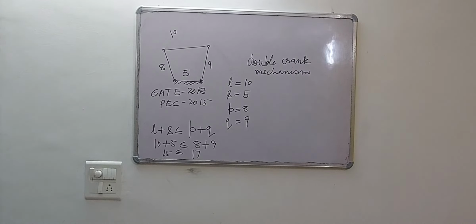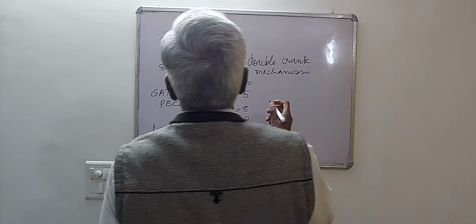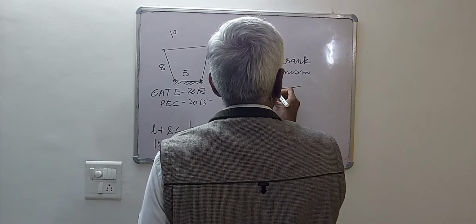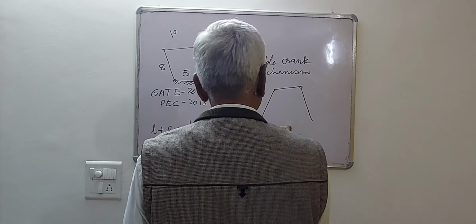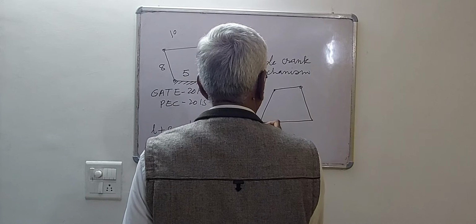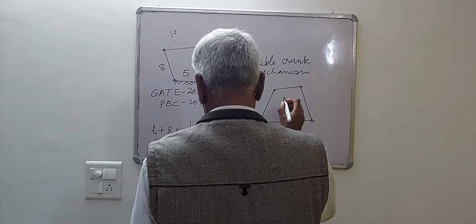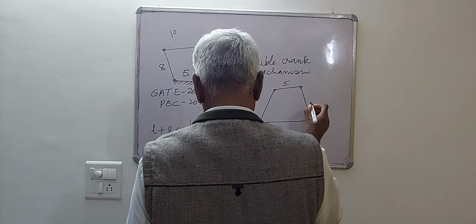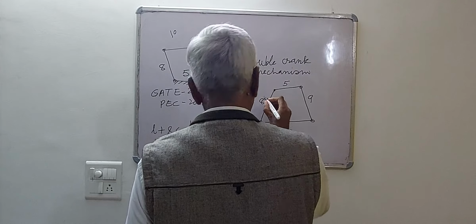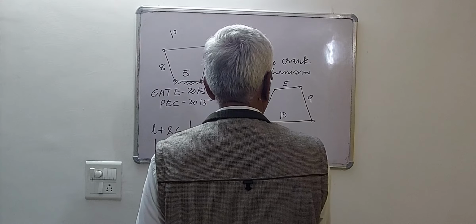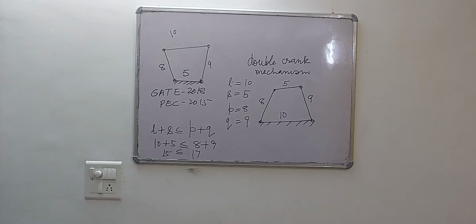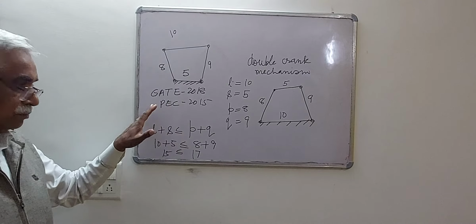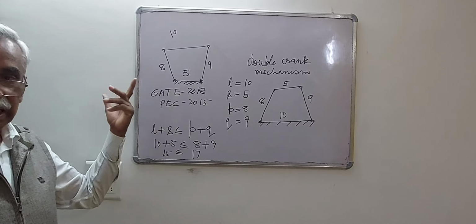The second example is where the shortest link is the coupler. It is 5 centimeter, the others are 9, 8, and 10. What type of mechanism do you obtain out of these dimensions? This question was asked in the GATE 2018, PEC 2015, and UPTU.